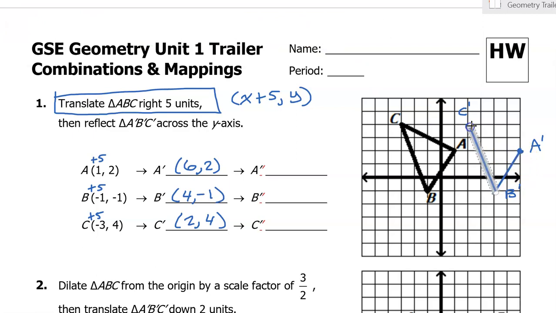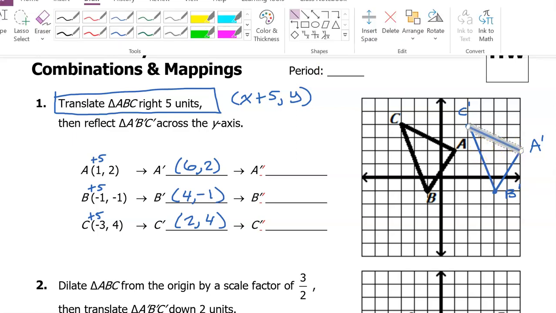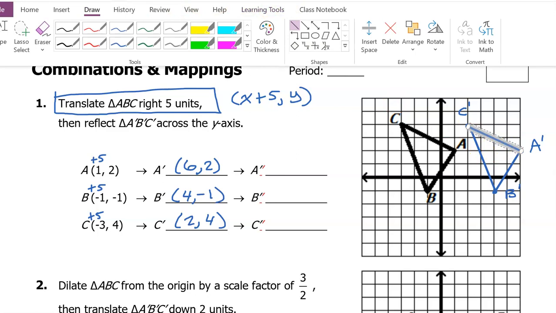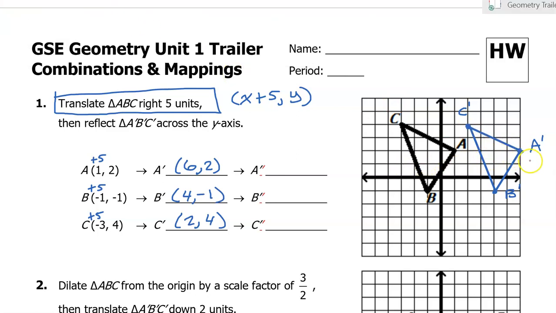Now, notice that we don't actually have to draw this middle step in order to get the final answer. I'm just doing this to show what's happening, but you are allowed to skip this step. So far we have slid the triangle 5 units to the right. But now it is time to reflect across the y-axis. So we're going to pick up where we left off, and we're going to reflect over the y-axis.